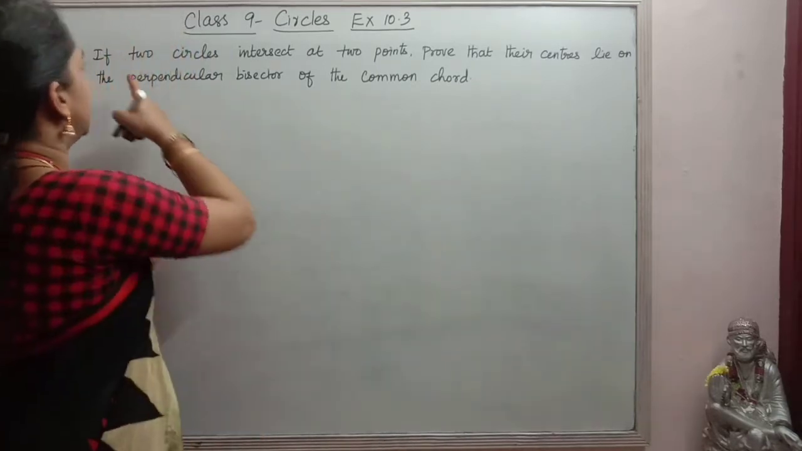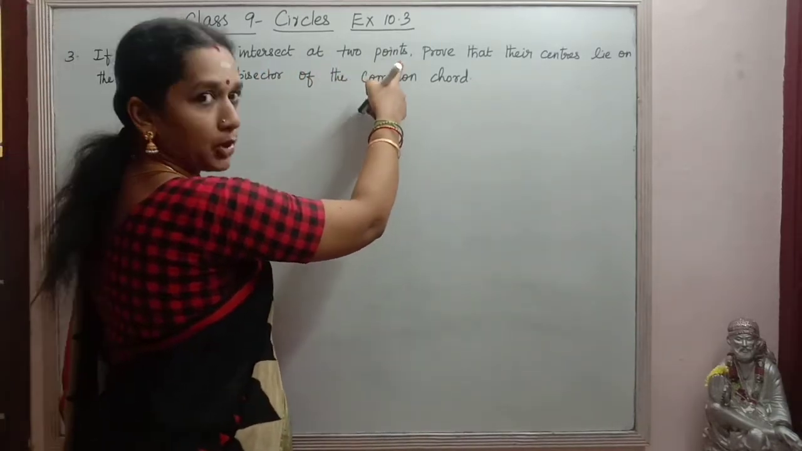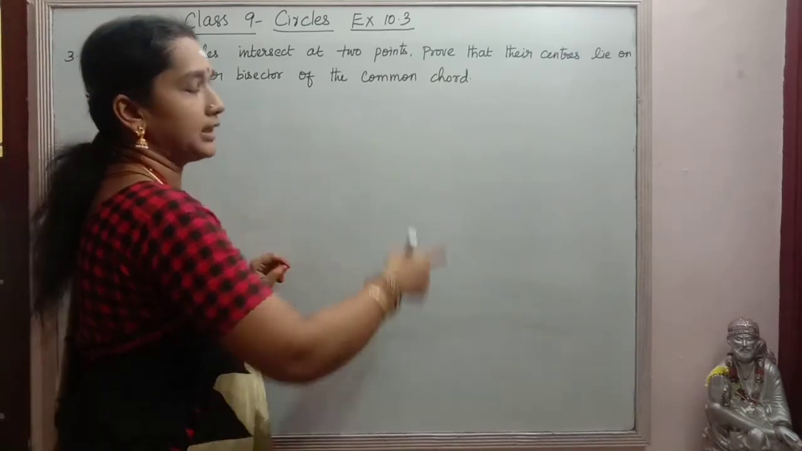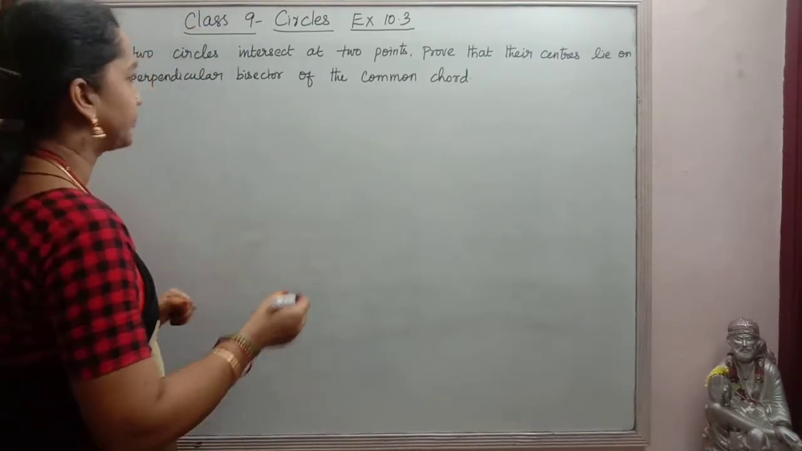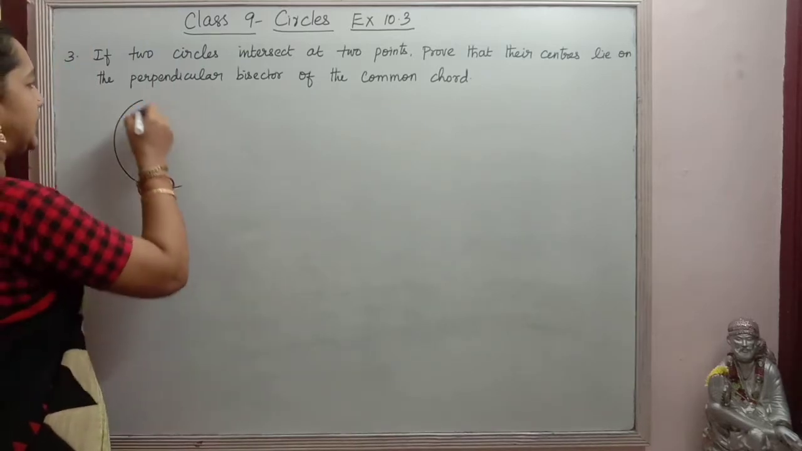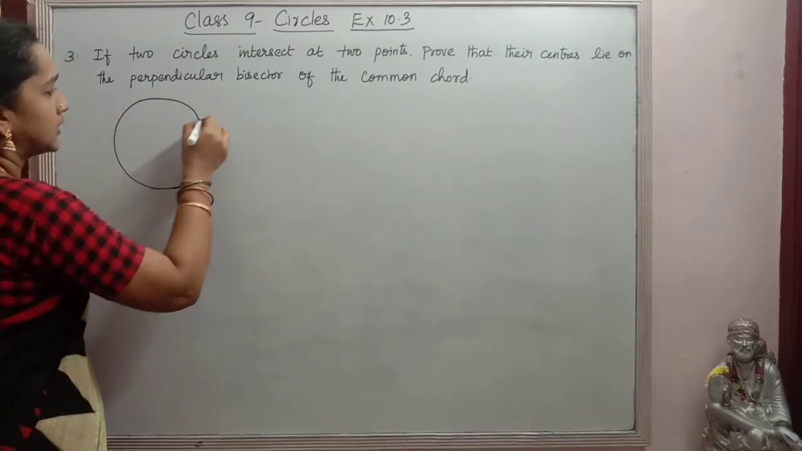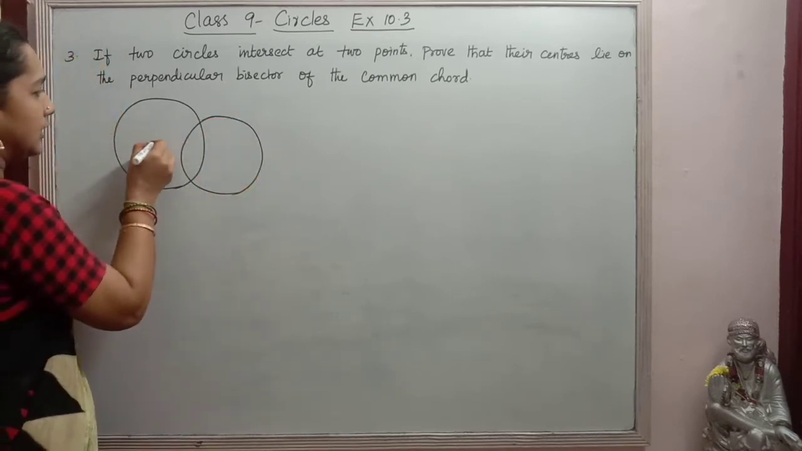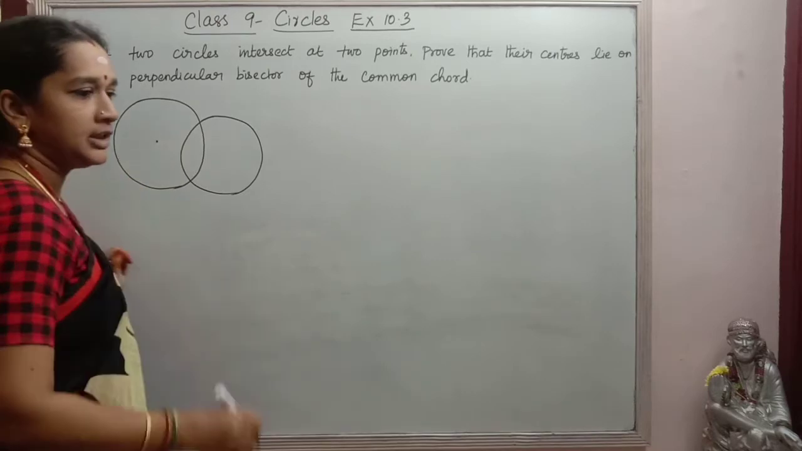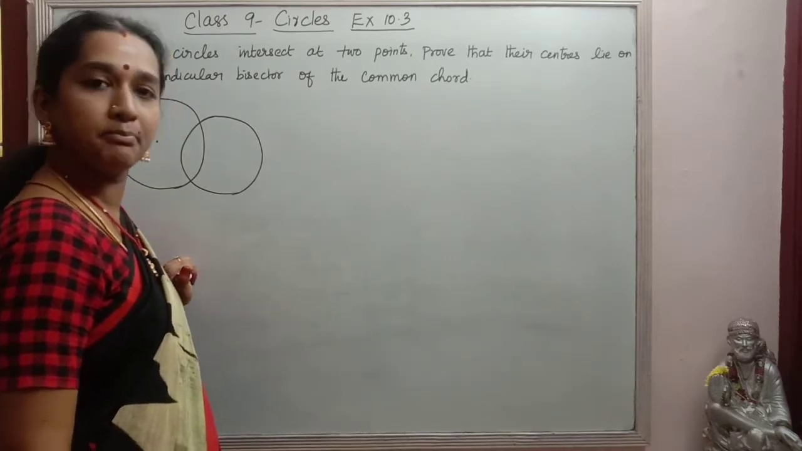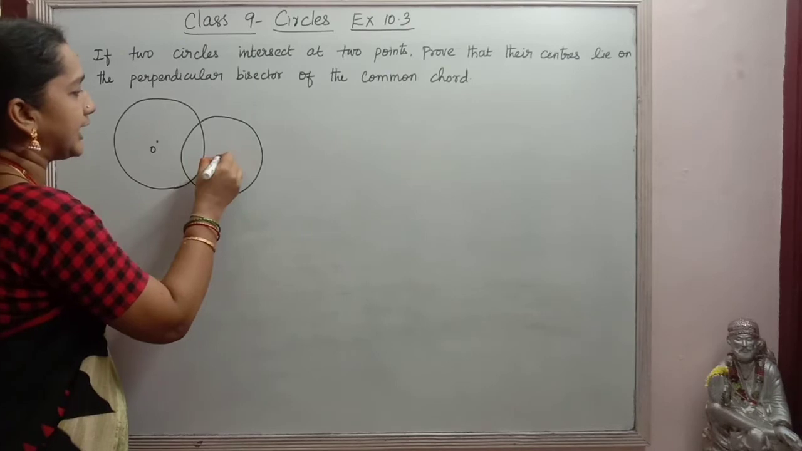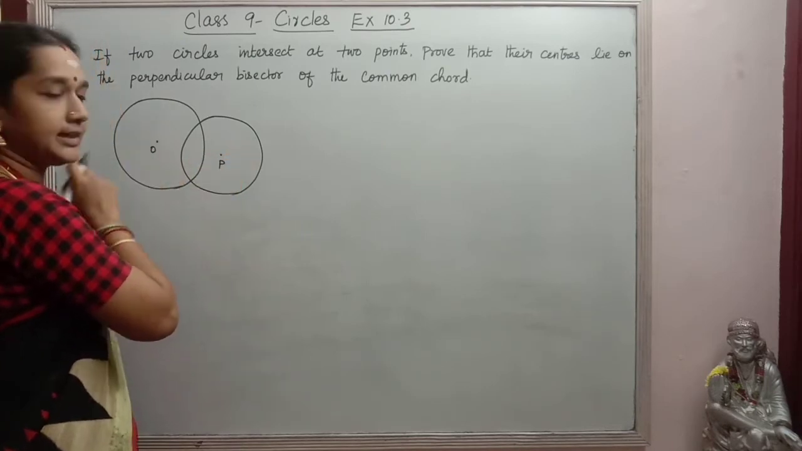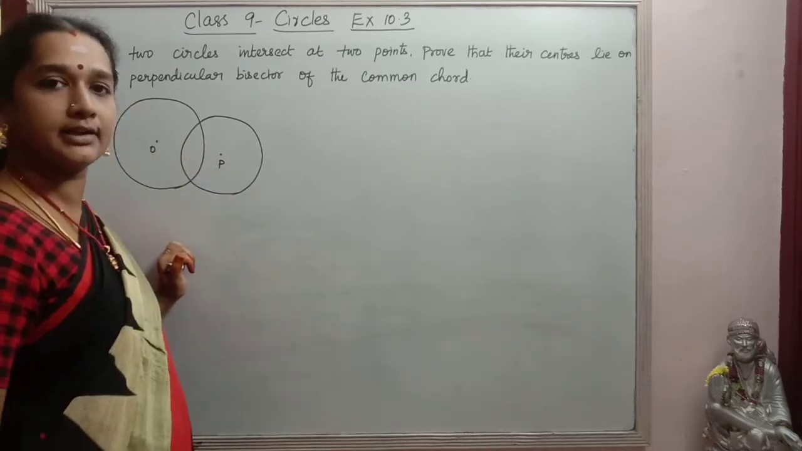Next sum is, if two circles intersect at 2 points, prove that their centers lie on the perpendicular bisector of the common chord. Okay, so for proving this, we will take two circles. The center of the circle, we will take it as O and P. For this circle, the center is O. For this circle, the center is P.